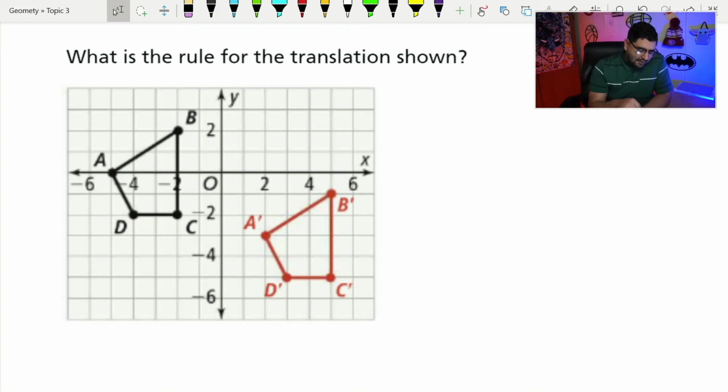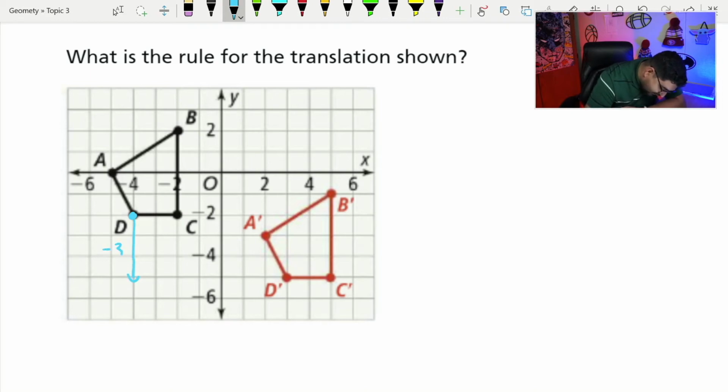Okay, so first let's see, can we move A, B, C, D? They moved it to A prime, B prime, C prime, D prime. Can we tell what they did for each point? Can I write the rule for this? Well, in order to do that, I really only have to take one point and count how many spaces they moved it. So for example, I'm going to take point D. Doesn't matter which point you choose, but point D here, I can see they moved it downward 3 spaces.